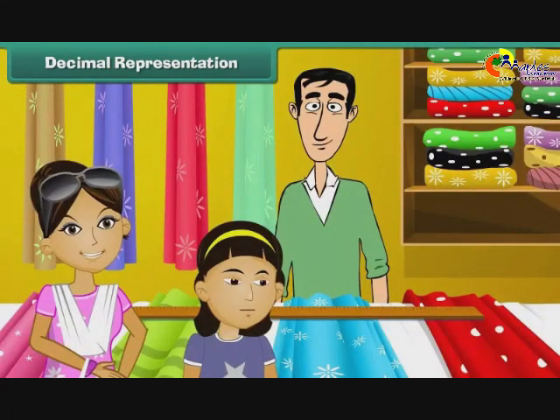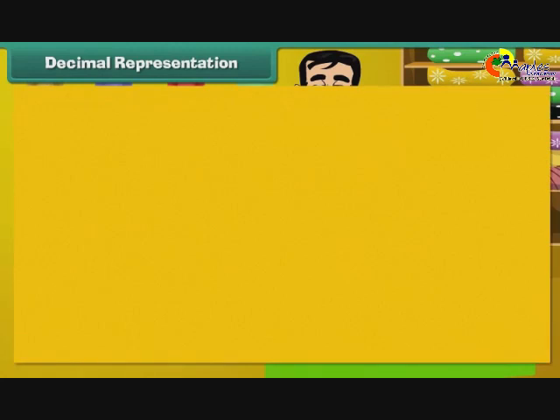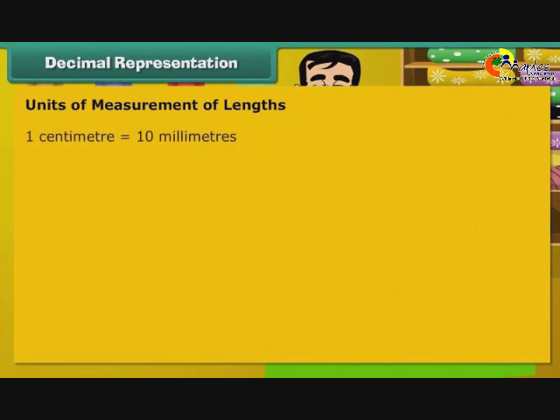Bela accompanies her mother to a sari shop. She asks the shopkeeper the actual length of a sari. The shopkeeper measures it in front of her as 550 centimeters. Bela wants to know if 550 centimeters can be expressed as meters. To answer Bela's question, let us understand the relationship between the different measures of length. 1 centimeter is equal to 10 millimeters. Therefore, 1 millimeter is equal to 1/10 centimeter. That is equal to 0.1 centimeter.